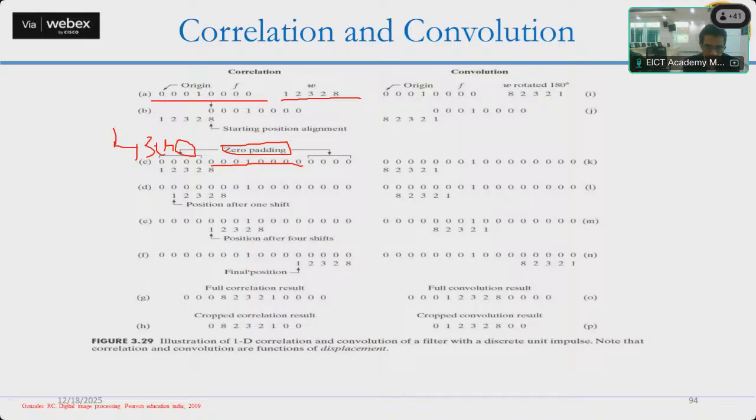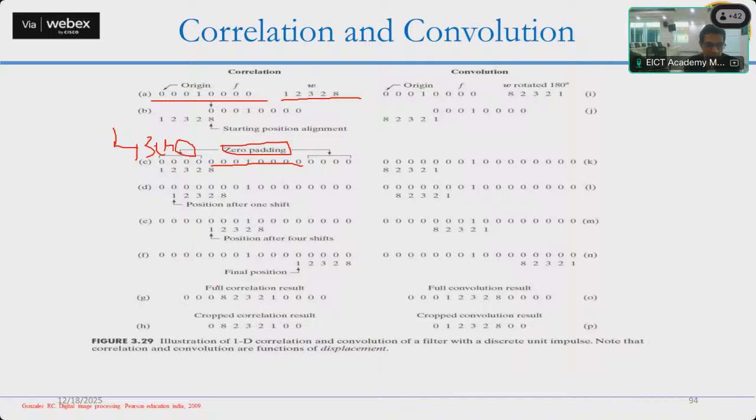In the final position, what will be the last position? The last position will be the one where the last 0 of f will be there. So this is their f1. Again, we need to append the zeros. How many zeros? 2, 3, 2, 8. So again it is 4 zeros. So when you have to do the operation, you need to do the zero padding in the beginning as well as at the end. Now, what is the result?